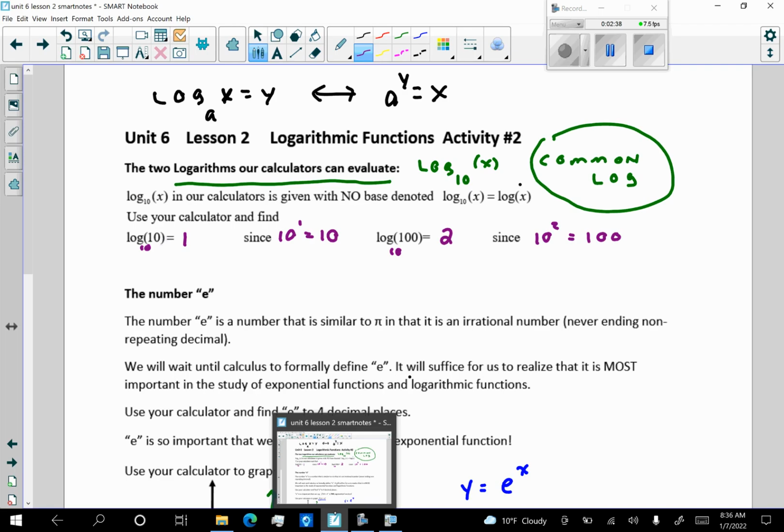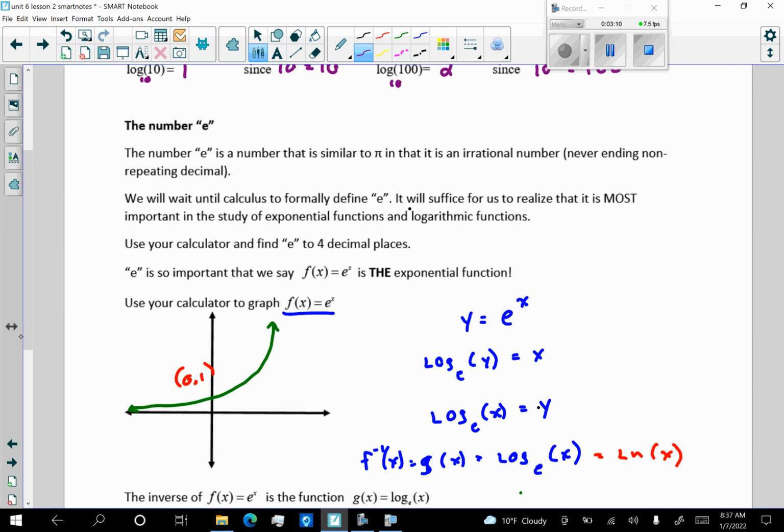So the other logarithm that the calculator can do for us is associated with the number e. We talked a week or so ago about the exponential function e to the x. Just to recall briefly, the number e is similar to pi, an irrational number, a non-terminating, non-repeating decimal. We're going to wait till calculus to formally define e, but it suffices for us to know that it is a number between 2 and 3.